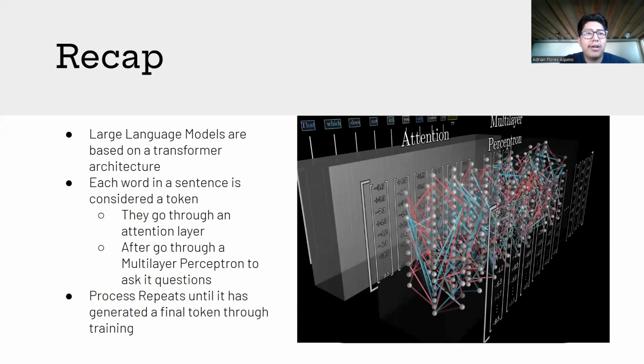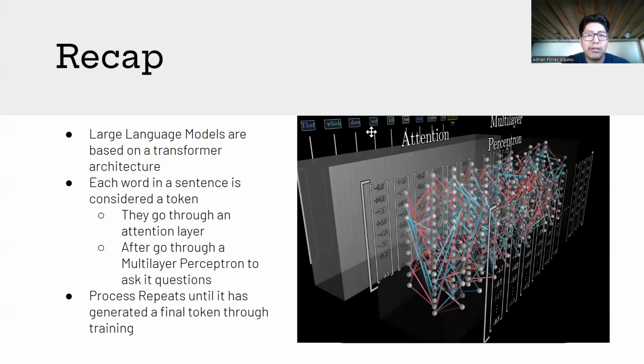I want to talk about the recap just to get you familiar with what I'll be talking about in this video. Just in case you didn't see my previous video, I went over large language models, which are based on a transformer architecture. This pretty much means that every sentence you put in, like this sentence right here, says "that which does not kill you only makes you" and then blank.